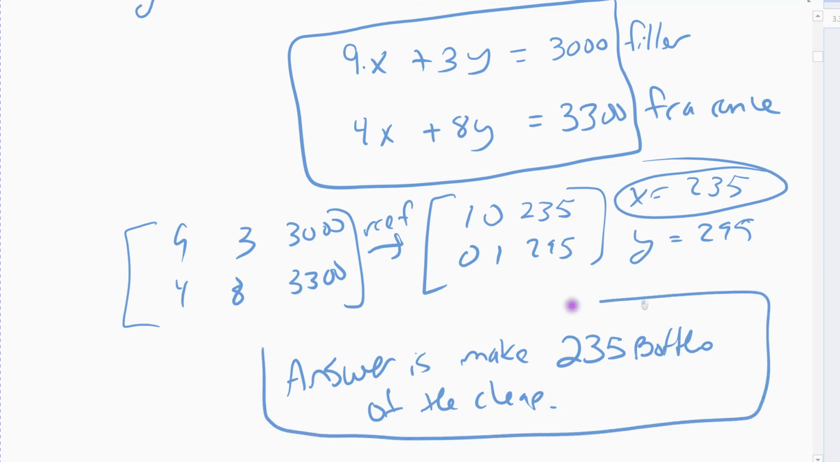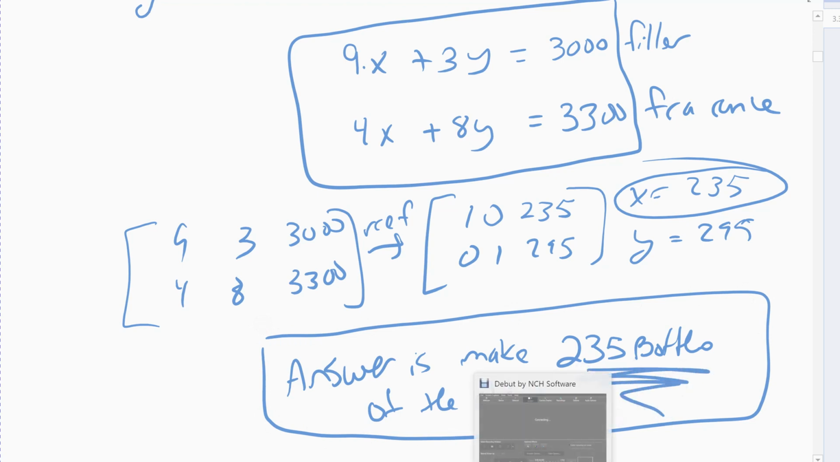I found it, I needed it in order to get to the final answer, but this is the one that you would give as the answer on the quiz, the answer on the test, the final exam, and homework.